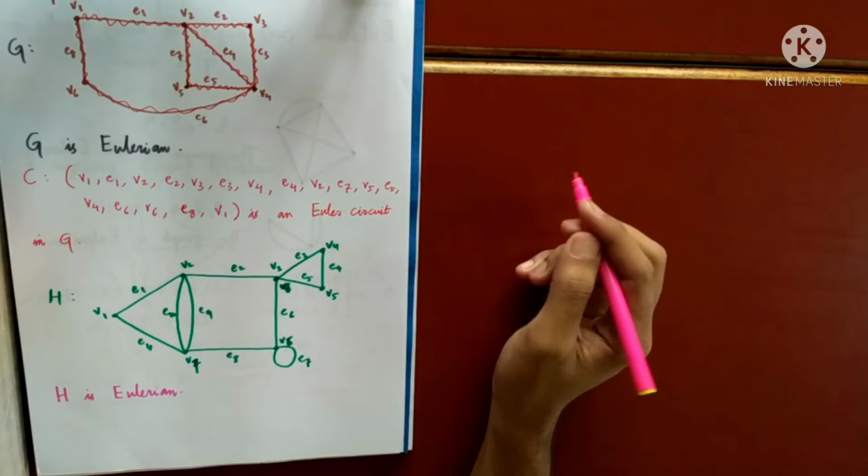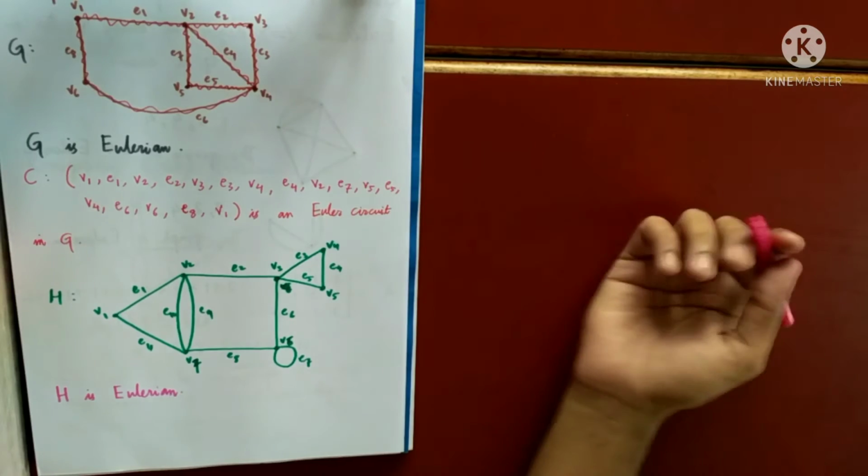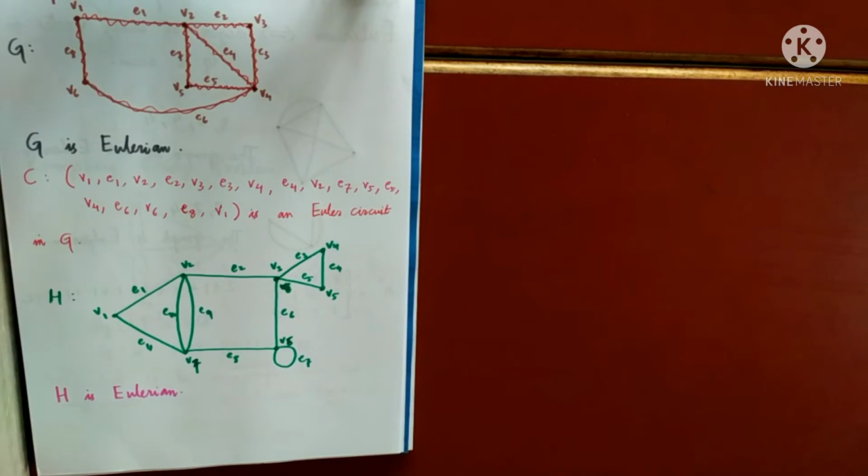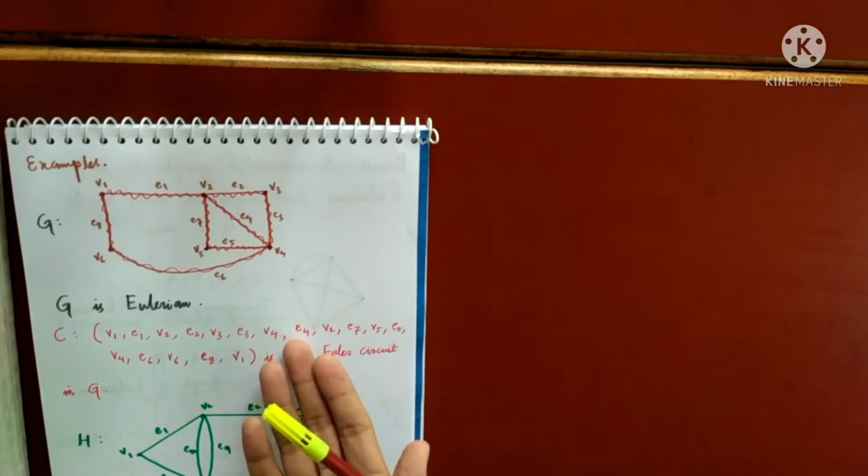Okay, good enough. Now you can justify why H is Eulerian. Now you have to find an Euler circuit. So is there any specific rule of finding an Euler circuit? Yes, there is one. But you can also do it by hit and trial method. You try to find an Euler circuit like I did in this case.